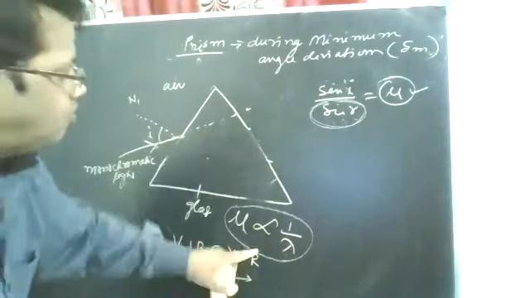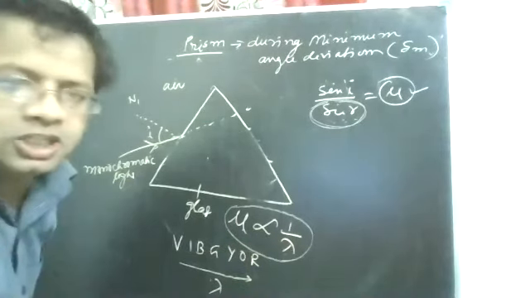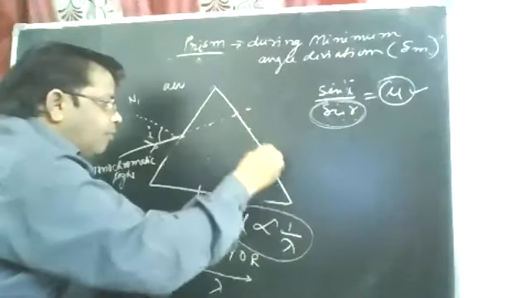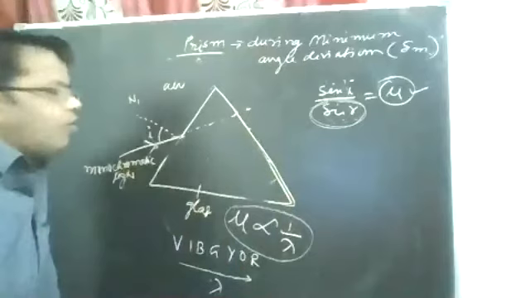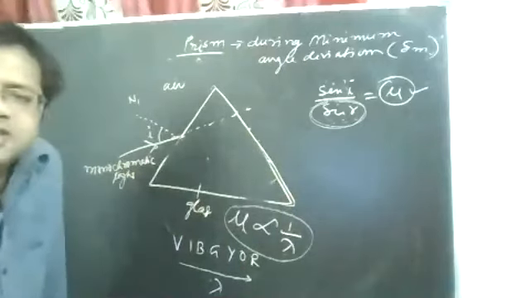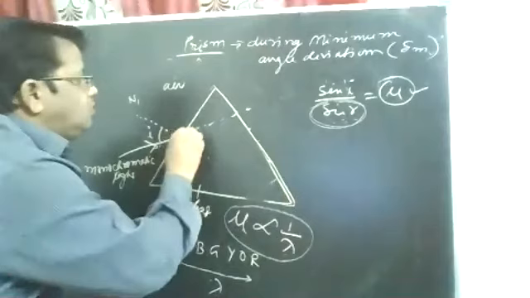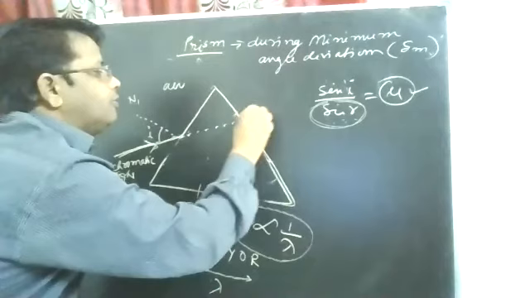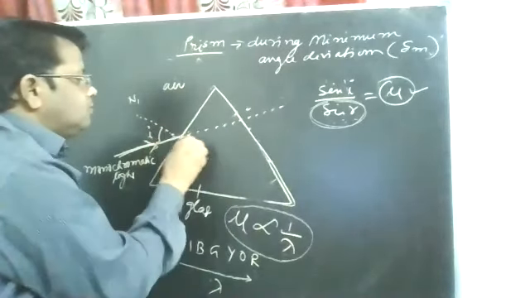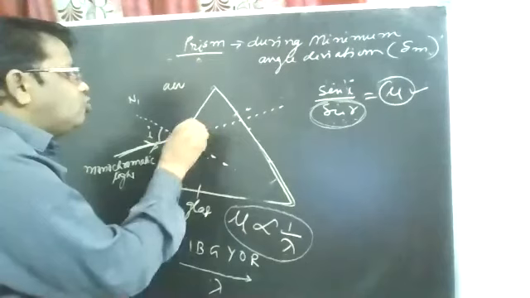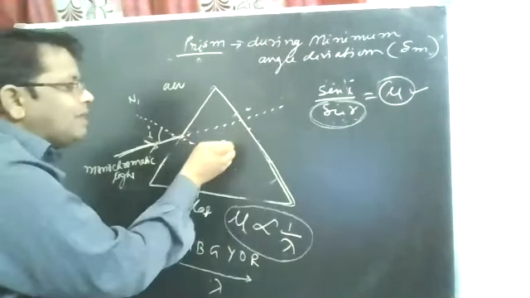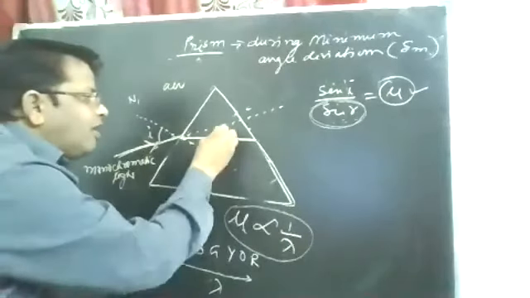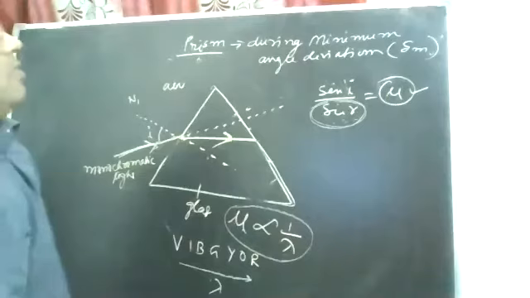You should know this formula. This is known as Cauchy's equation, which I will explain. That is a very important part of your prism chapter. Now you see here, this is monochromatic light, so only a single wavelength is there. This light should go straight, but since this is a denser medium, the speed of light will decrease, so it will bend towards the normal. This is the case of minimum deviation, so the refracted ray will be parallel to the base of the prism.